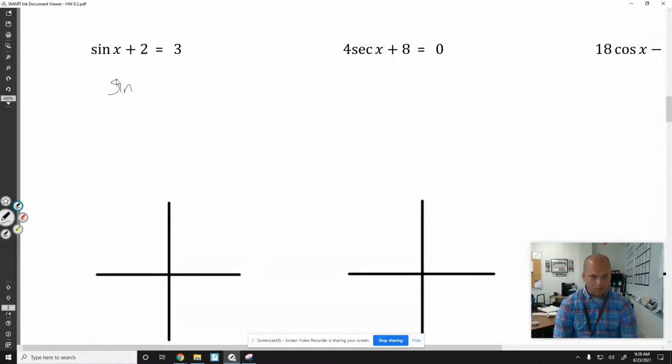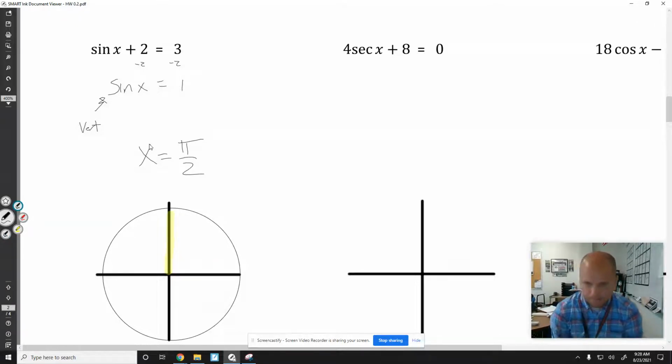All right, what happens here? Well, isolate your trig function. Subtract 2 and get sine is 1. Sine, vertical. When do I have a vertical distance on my unit circle, and what angle is the vertical distance 1? Well, that's when we just go straight up, to get to my unit circle, that has a radius of 1. How do I get that vertical distance? Boom. Straight up, pi over 2. 90 degrees.